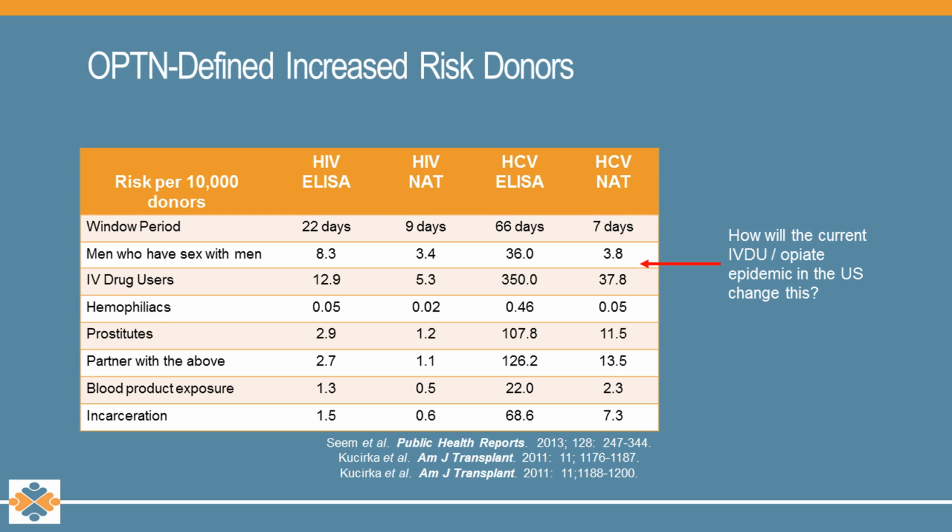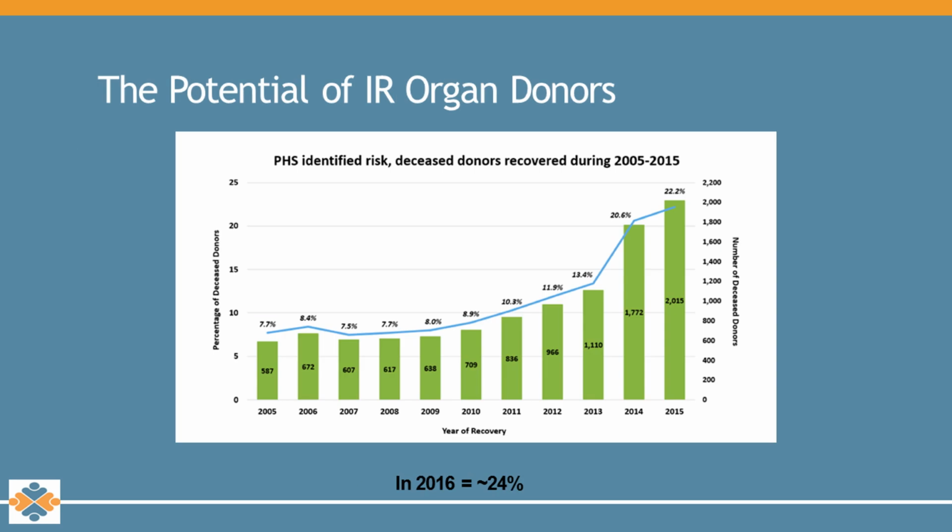However, if you look here, the risks are quite different. NAT certainly helps, but if you look at that IV drug using group, that's where we come down to about 3% as a modeled risk factor, in fact, even with the Hep C NAT missing the issue. That'll be different depending on which part of the country you're in.